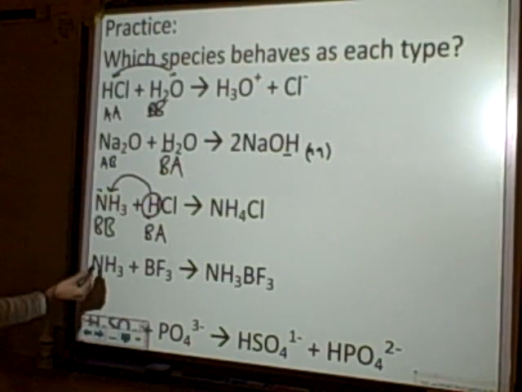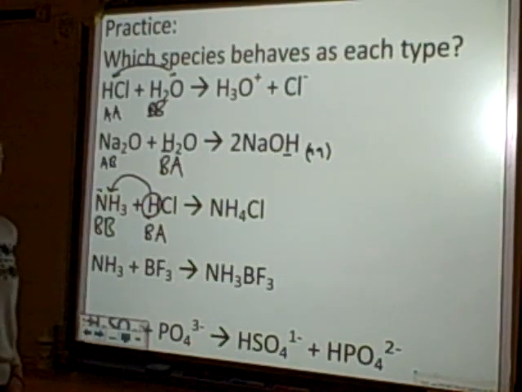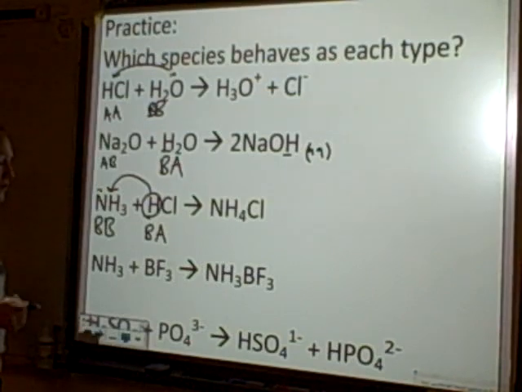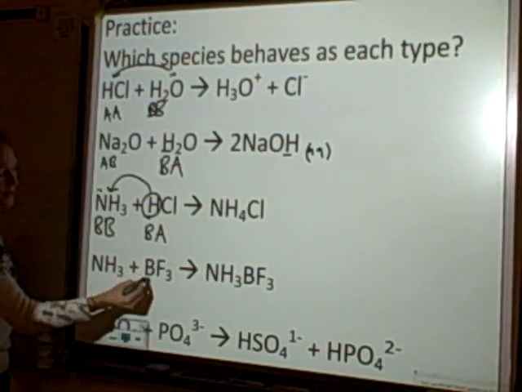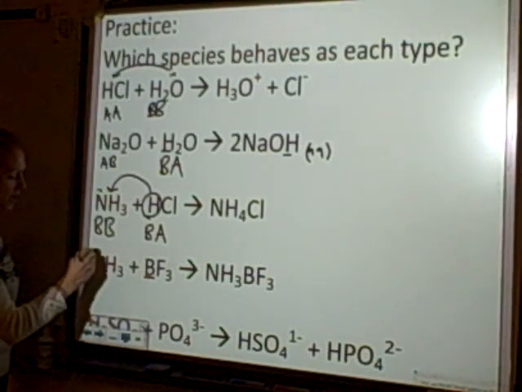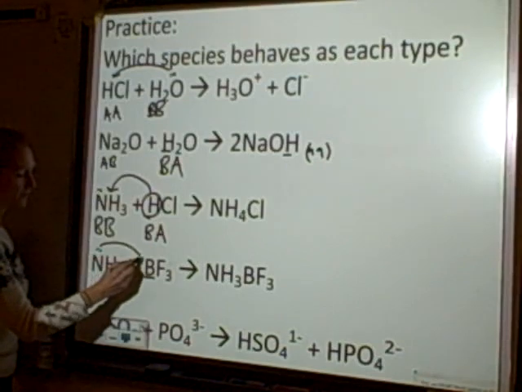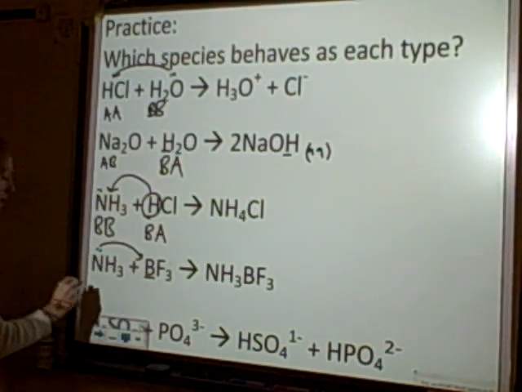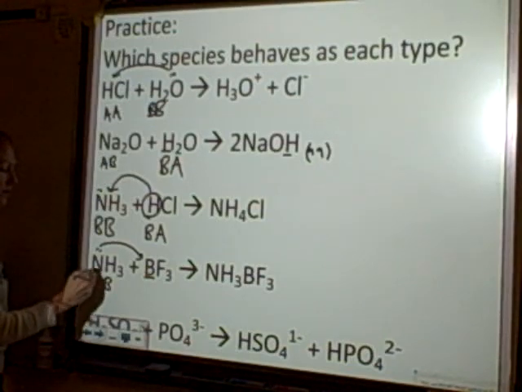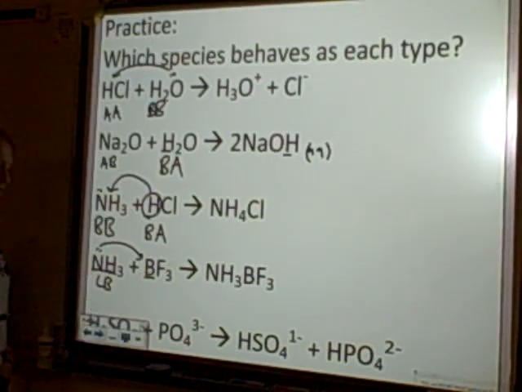Then for this next one, well, there's no water, so it's not Arrhenius. And there's no H+ that's moving back and forth, so it's not Bronsted either. My only option is Lewis. And here's that boron thing that we talked about earlier. So this ammonia has an electron pair that it can donate. Since it's donating the electron pair, that's the Lewis base. And if you just remember that ammonia is a base anyways, it'll help you.